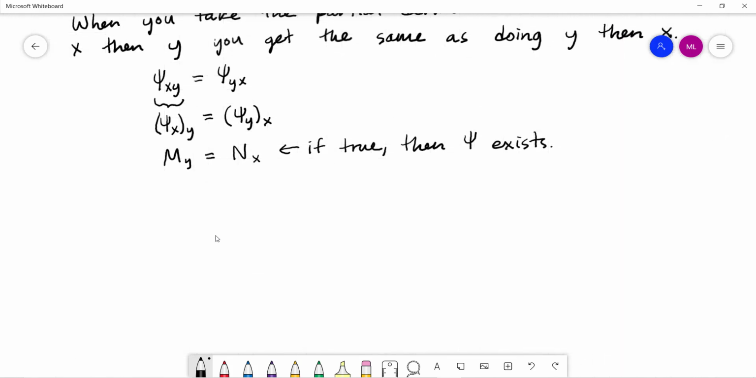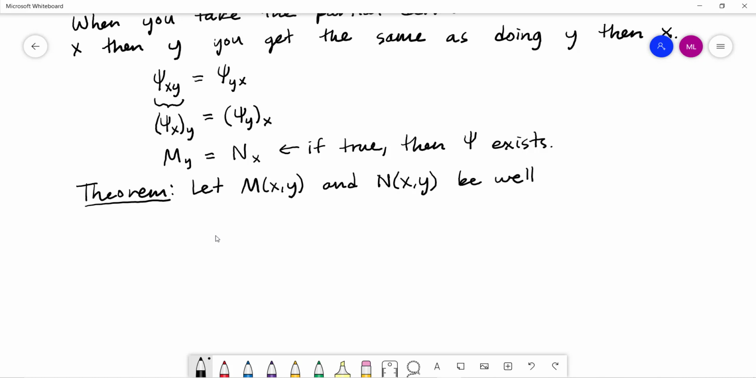Okay. So here's our big theorem related to exact equations. I'm going to let those two functions, M of x comma y and N of x comma y, be nice, well-behaved functions. In plain English, in the book, they give you a technical definition. So basically, well-behaved functions means, as far as I'm concerned, continuous with continuous partial derivatives. I guess I can just toss that in here.